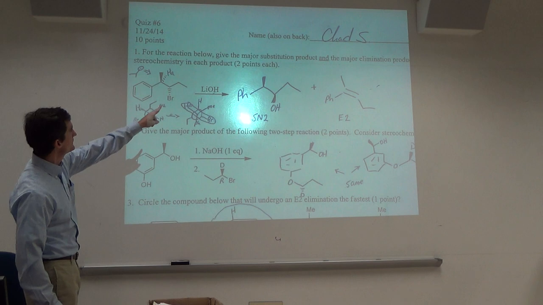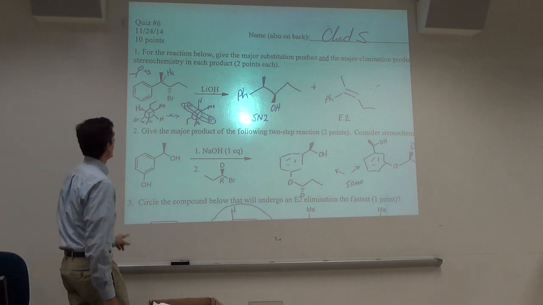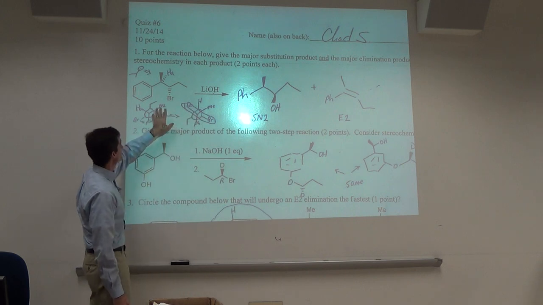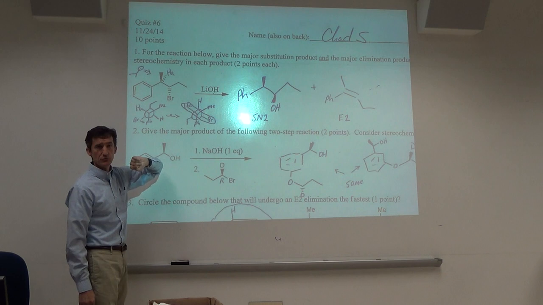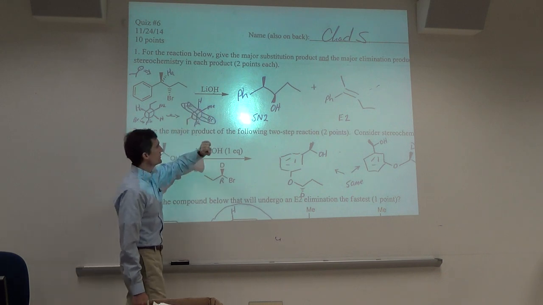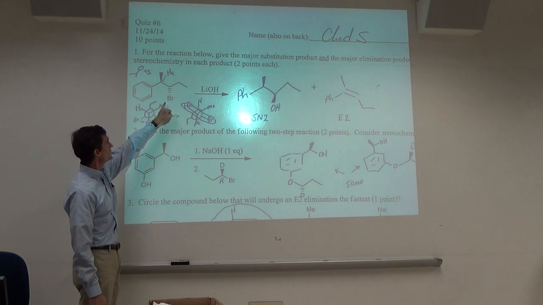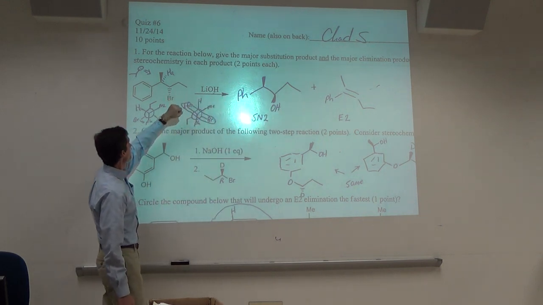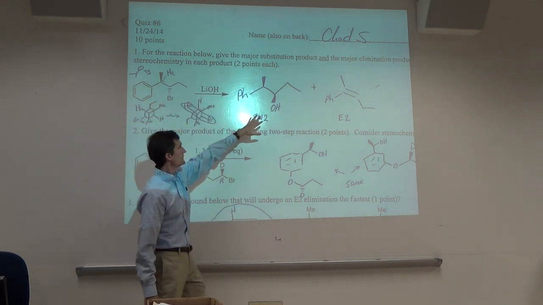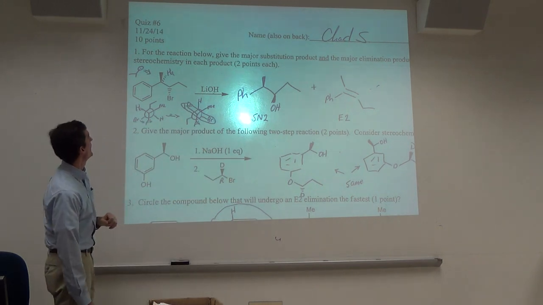Okay, give the major substitution product and the major elimination product. Hydroxide is the nucleophile, substitution replaces the leaving group. SN1 or SN2? SN2, because it is a strong nucleophile, so it's going to be direct displacement of the leaving group. No rearrangements possible. Inversion. Inversion can be shown if we keep the backbone the same with the bold.